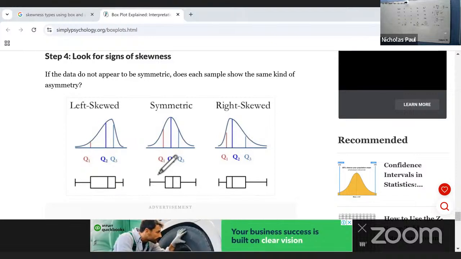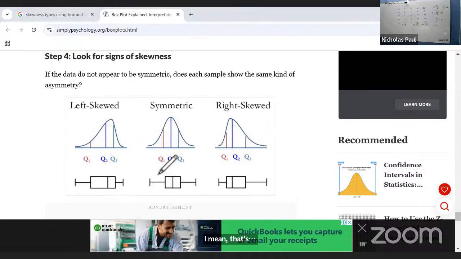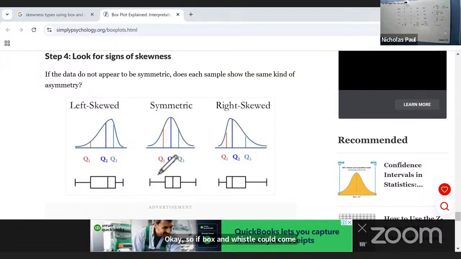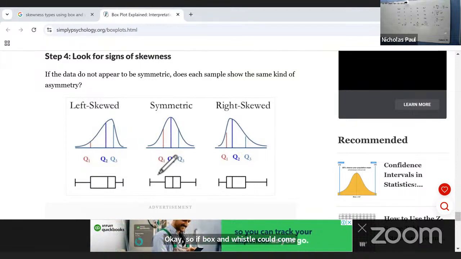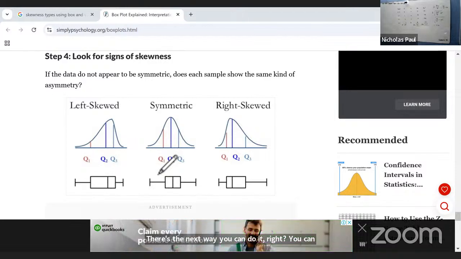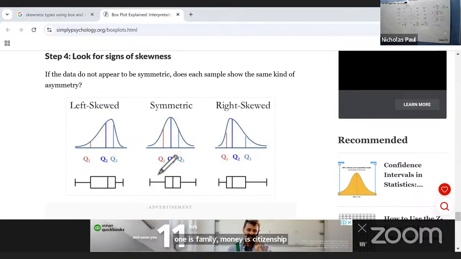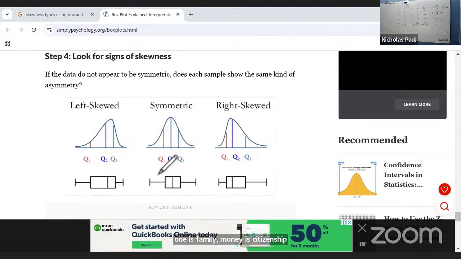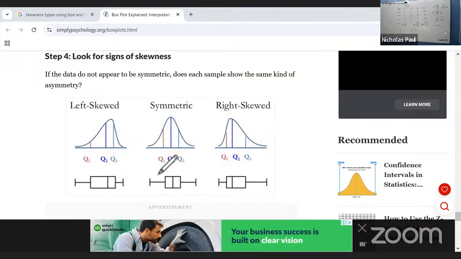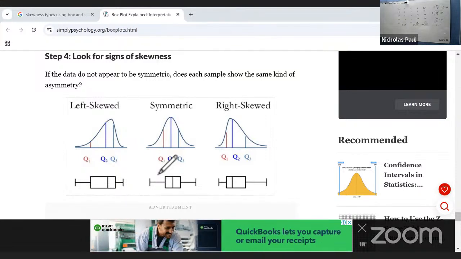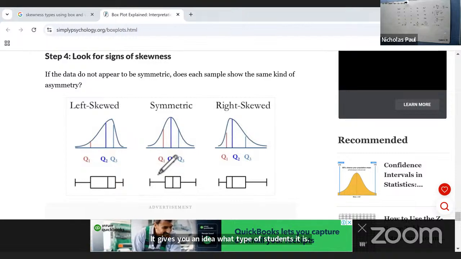Okay, so if box and whisker could come, the box numbers are important. Then the next way you can do it, right? You can outline the data on this stem and leaf, and you can see the shape. So the details, and looking at the whisker, give you an idea what type of skewness it is. So you have to look at the whiskers and where the quartiles are, right?